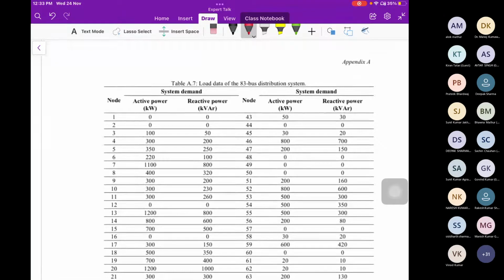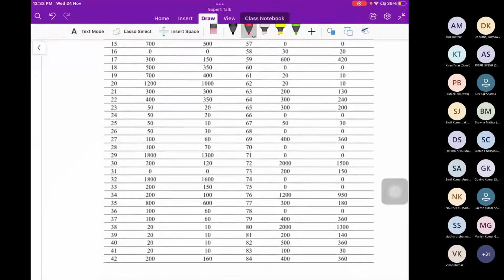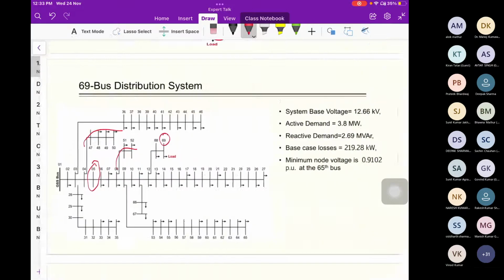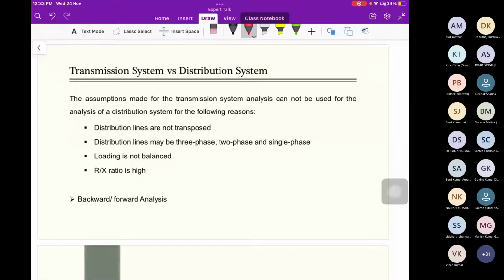Line data and load data can be defined, and we can read this data and analyze it with the help of load flow algorithms. After the outcome of the load flow analysis, we can read out the losses of the system, the voltage of every node, and the current carrying capacity of every line. So these are the systems, and the basic difference is between the transmission line and the distribution systems.